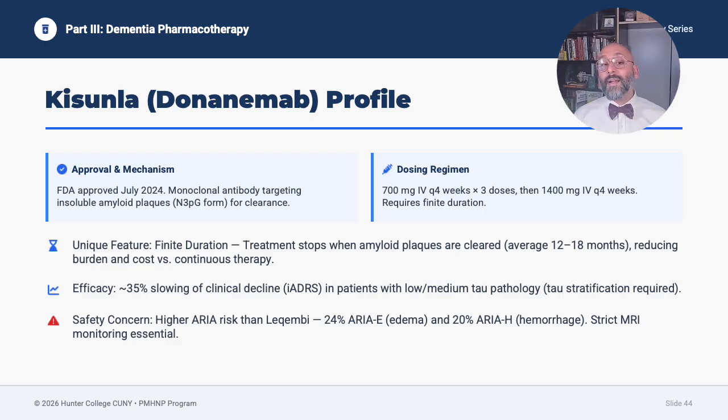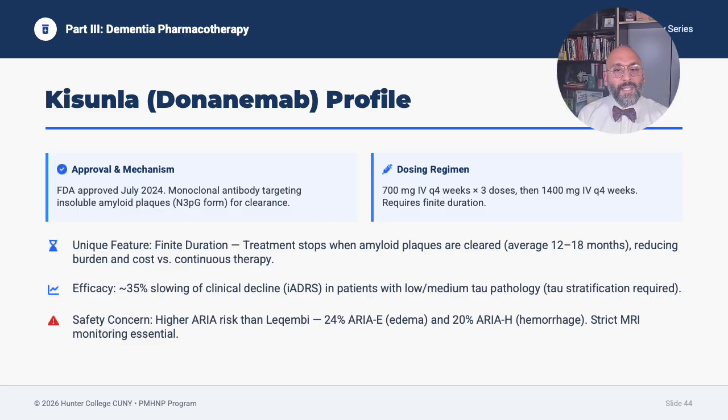Importantly, this is not an indefinite therapy. So the defining feature of Kisunla is that it is finite in duration. And treatment is stopped once the amyloid plaques are sufficiently cleared on imaging, around 12 to 18 months. So this potentially reduces long-term cost and infusion burden and cumulative exposure.